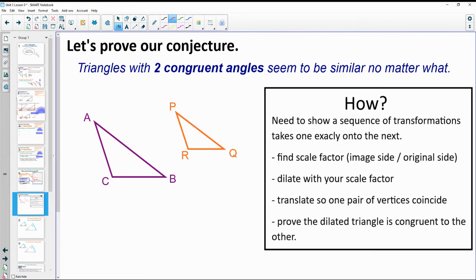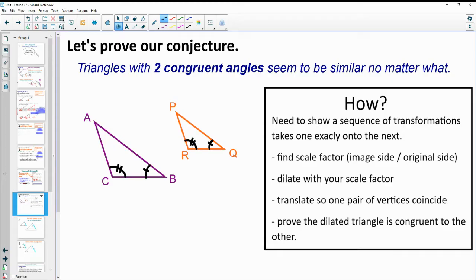So let's go ahead and look at trying to prove that. How could we prove that if it has 2 congruent angles, that the 2 triangles are going to be similar? Okay, so I've just got a set of triangles drawn here and labeled. So let's draw in and label a couple angles as being congruent.